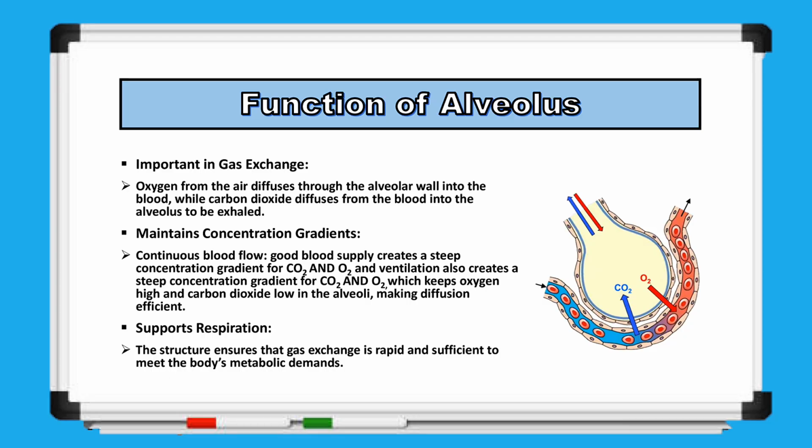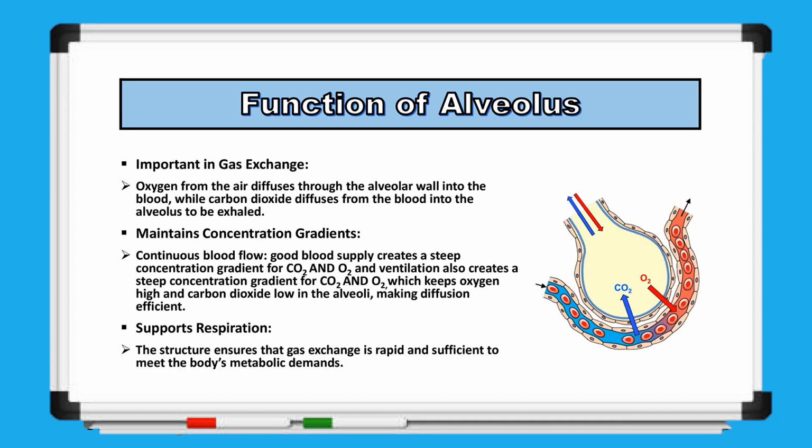The alveolus also helps in maintaining concentration gradients, which are essential for efficient diffusion. The continuous flow of blood through the capillaries ensures that oxygen-poor, carbon dioxide-rich blood is constantly brought to the alveoli, while oxygenated blood is carried away. This steady movement maintains a steep concentration difference between the air in the alveolus and the blood in the capillaries. At the same time, ventilation, or the process of breathing in and out, keeps the oxygen concentration high and the carbon dioxide concentration low inside the alveolus. Together, this constant airflow and blood flow make gas exchange quick and effective.